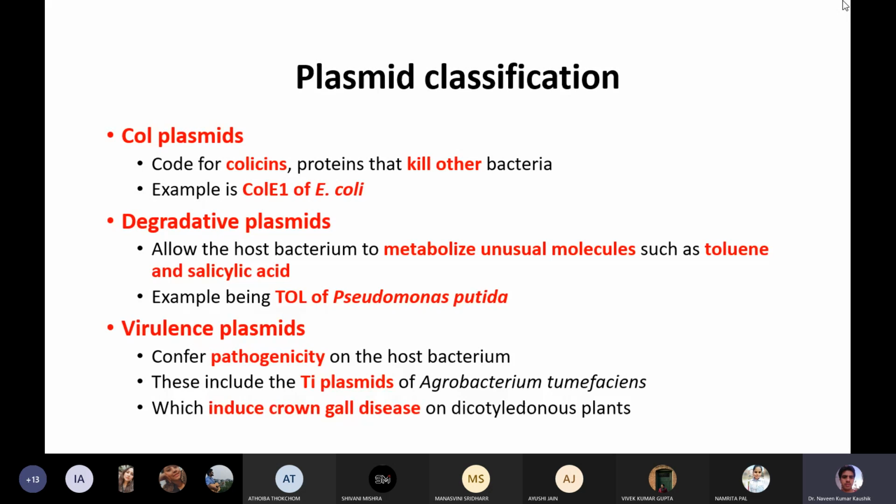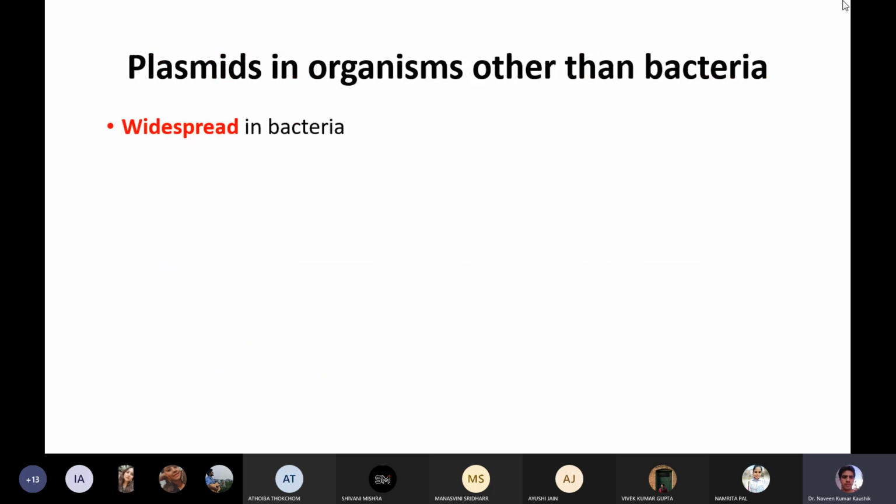Then the virulence plasmids confer pathogenicity. This is the one seen in the ancient experiment, the pneumonia-causing bacteria, which cause virulence. Second, in the case of Agrobacterium, they have the Ti plasmids, which cause tumors, or crown gall tumors, in plants. Plasmids that carry such properties are called virulence plasmids. Both of these are examples of virulence plasmids.